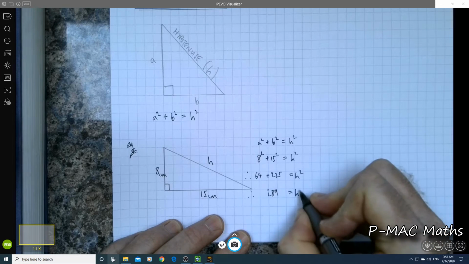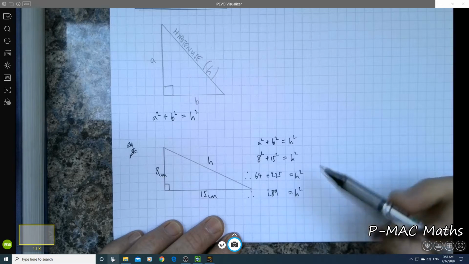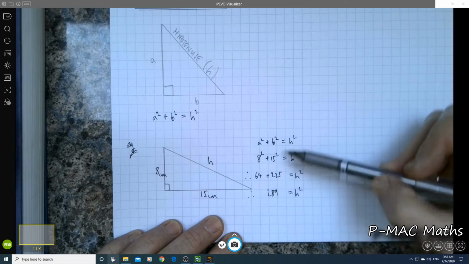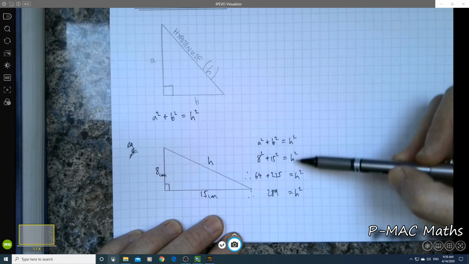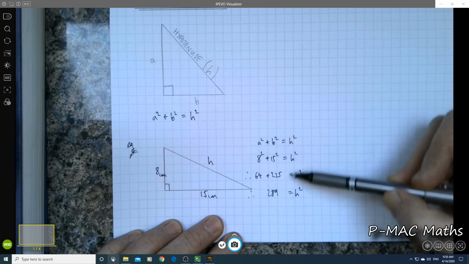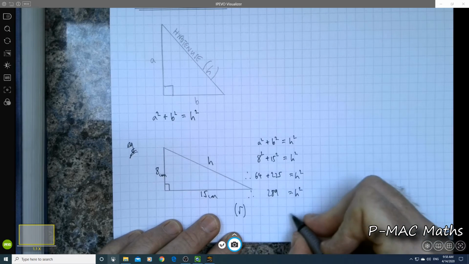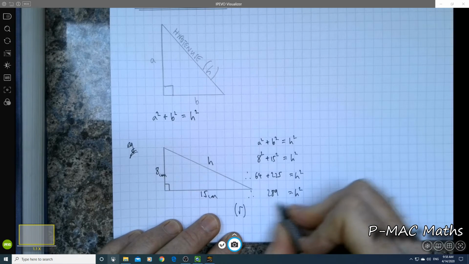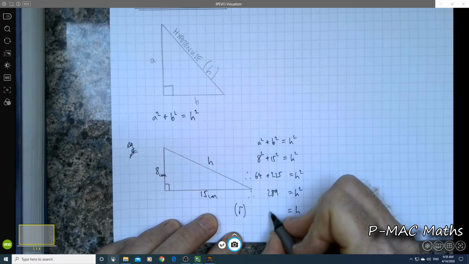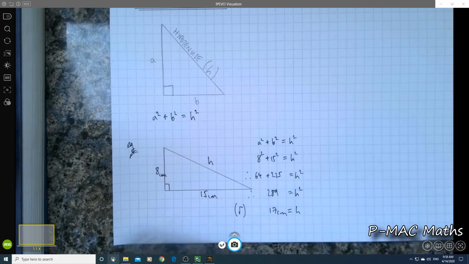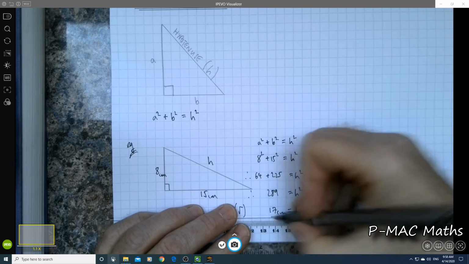289 equals h squared. Notice that when I do my formula and substitutions, things are staying relatively lined up. So I can see the movement as I'm solving the question working down the page. Finally, we're going to take the square root. And the square root of 289, if you use your calculator, will come out as 17 centimetres. And let's underline the answer.